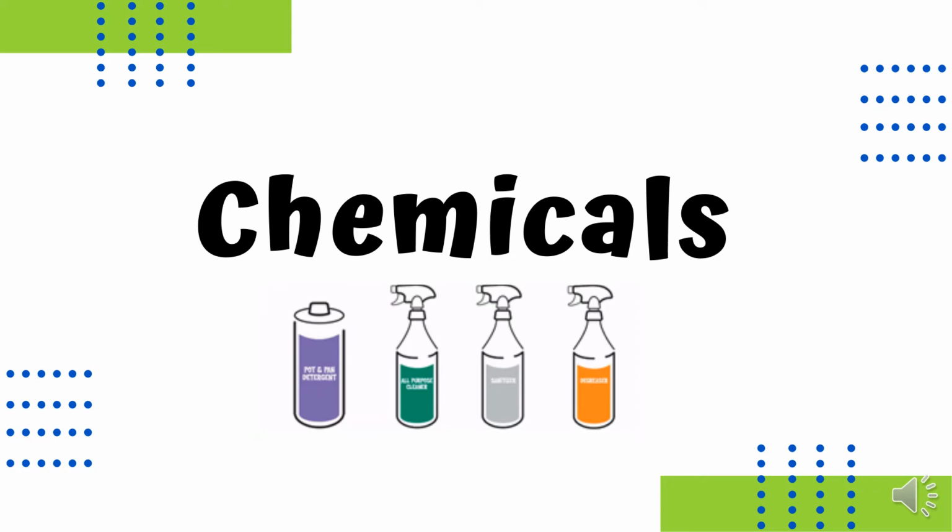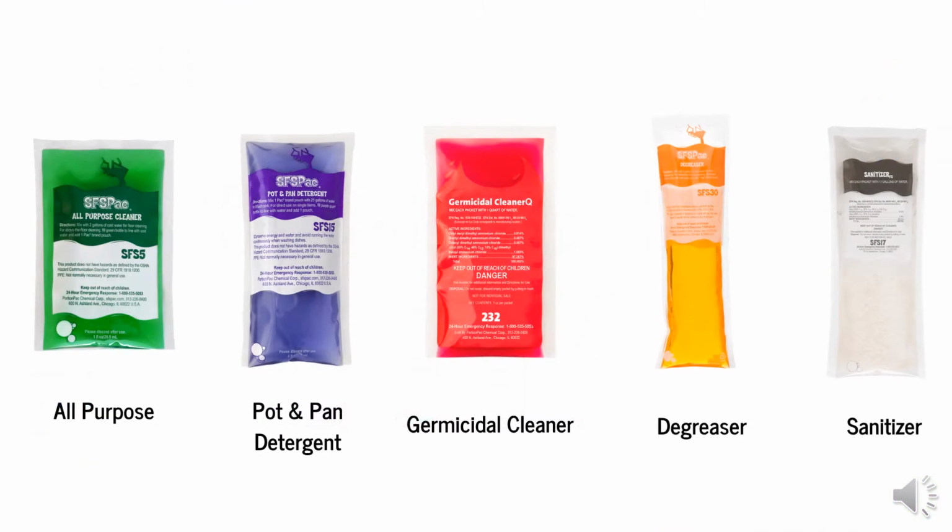Now let's get into the specifics of the chemicals that we actually use. These are the chemicals that we currently carry in our kitchens. We have all-purpose cleaner, pot and pan detergent, germicidal cleaner, degreaser, and sanitizer.